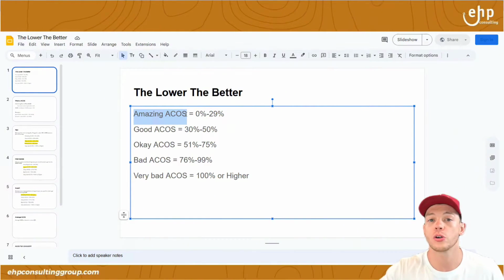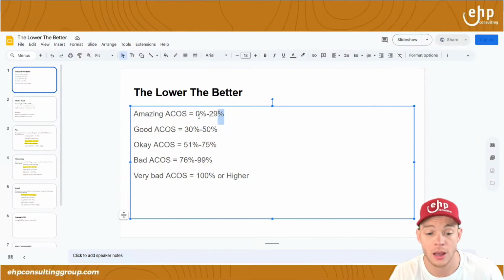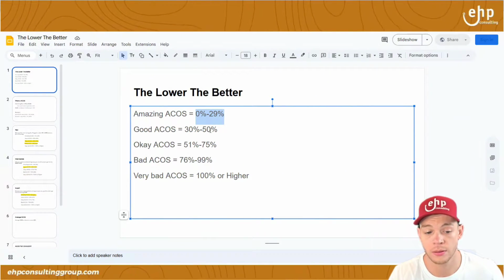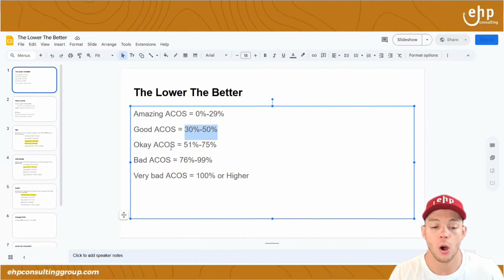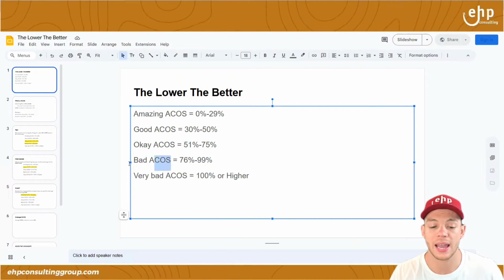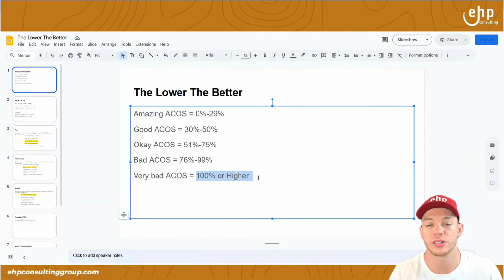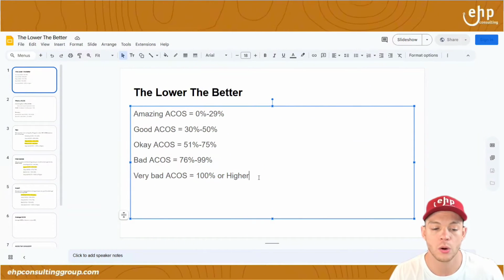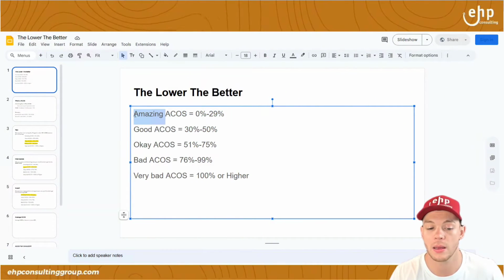Your ACOS is considered amazing if you maintain 0 to 29%. Good is considered 30 to 50%. Okay is considered 51 to 75%. Bad is 76 to 99. And very bad is anything above 100%. If it's above 100%, you're definitely losing money no matter what, right? So you really want to try to get it into the good or the amazing. Everybody wants to be in the amazing.